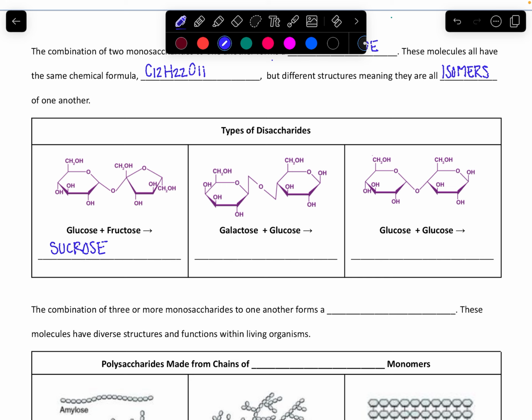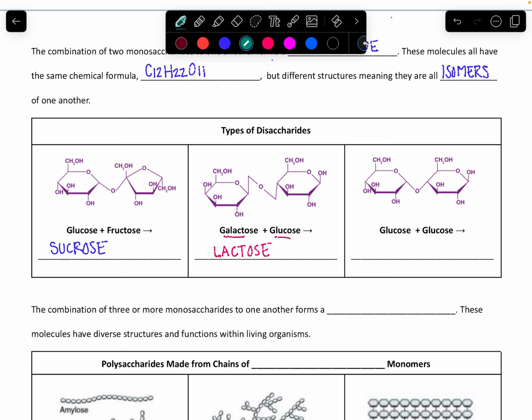The next one that we have is made when we put together galactose and glucose, okay? And that makes the sugar that we find in milk that some of us, like me, have an issue with. That makes up our lactose, so it's our milk sugar, okay? Some of us don't have the enzyme to break it down, which causes some digestive issues for us, okay?